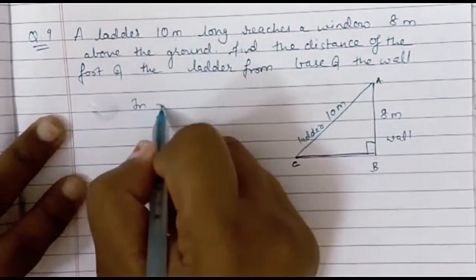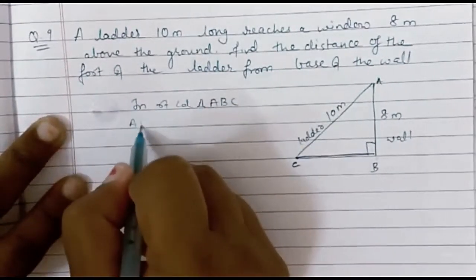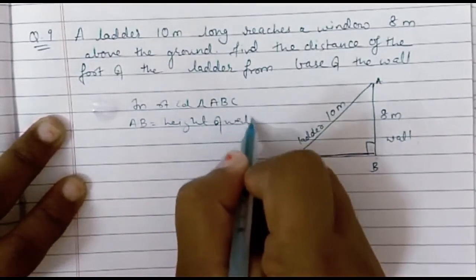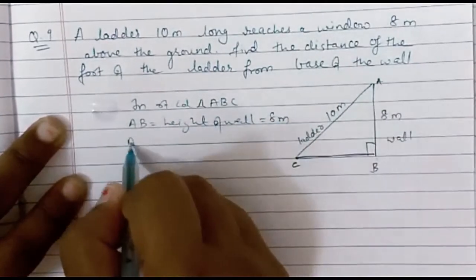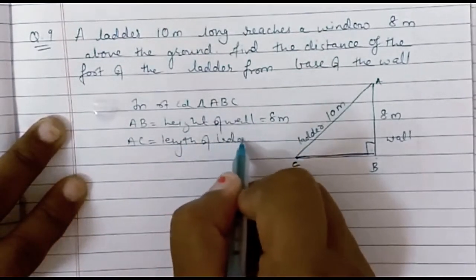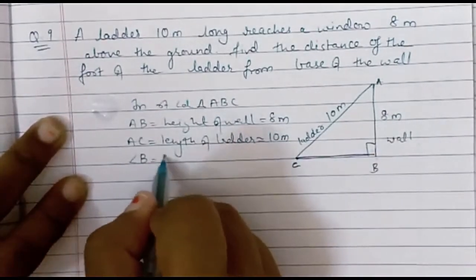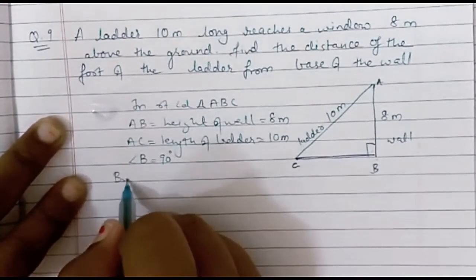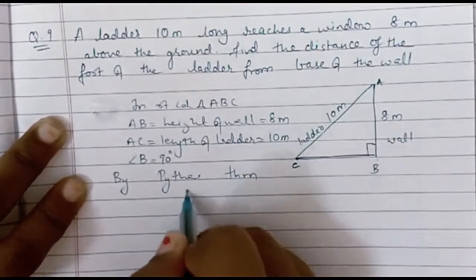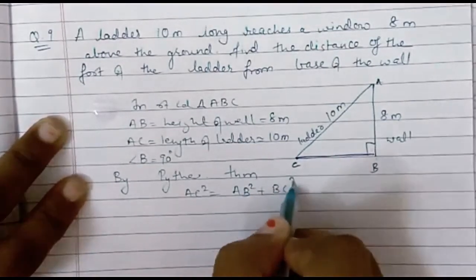So we can write in right angle triangle ABC, where AB is the height of the wall. We have to write the whole description first, which is 8 meter. AC is the length of the ladder, which is equal to 10 meter, and angle B is equal to 90 degree. So by Pythagoras theorem we can say that AC square is equal to AB square plus BC square, right?